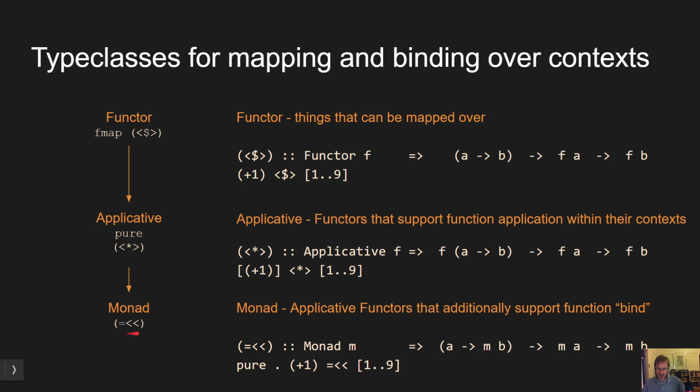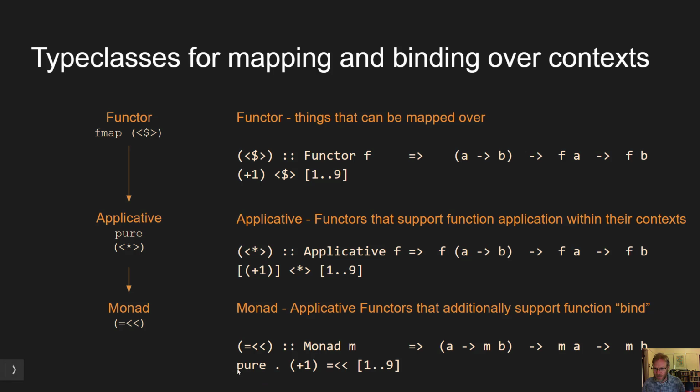And you can see here we actually have a flipped version of bind, which is also defined in the monad type class. And the reason we're using that one here is because we see now there's a nice correspondence between the key functions defined in each of these type classes. They all allow us to apply functions in various configurations of contexts over values inside contexts.